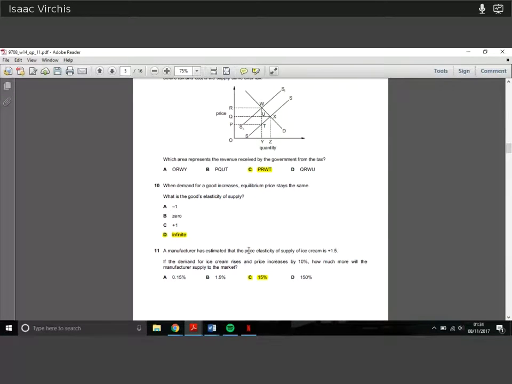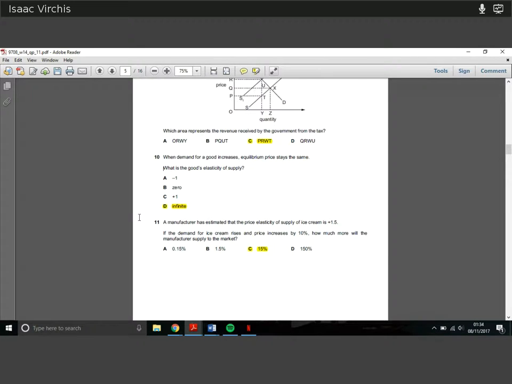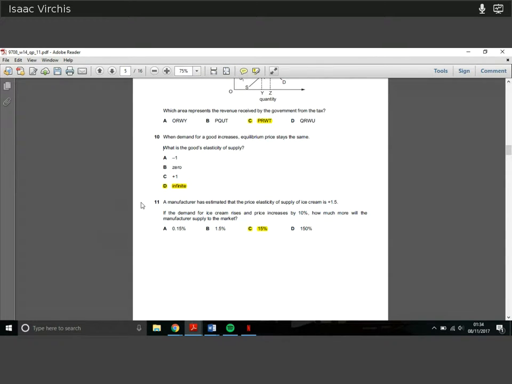If there's an increase in demand for the good and the equilibrium price stays the same, then the good's elasticity of supply also has to be infinite. So the elasticity there is infinite. Bit of a strange question. Pretty tricky, worth getting an understanding of what it means when curves shift and stay at equilibrium price and how that plays out to elasticity, very key relationships that often emerge in questions in the first part of this paper in particular.